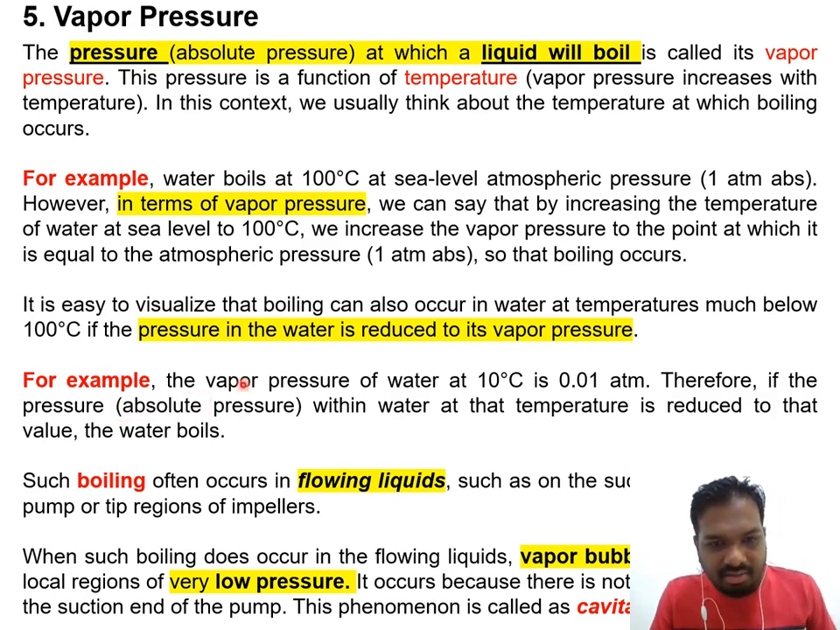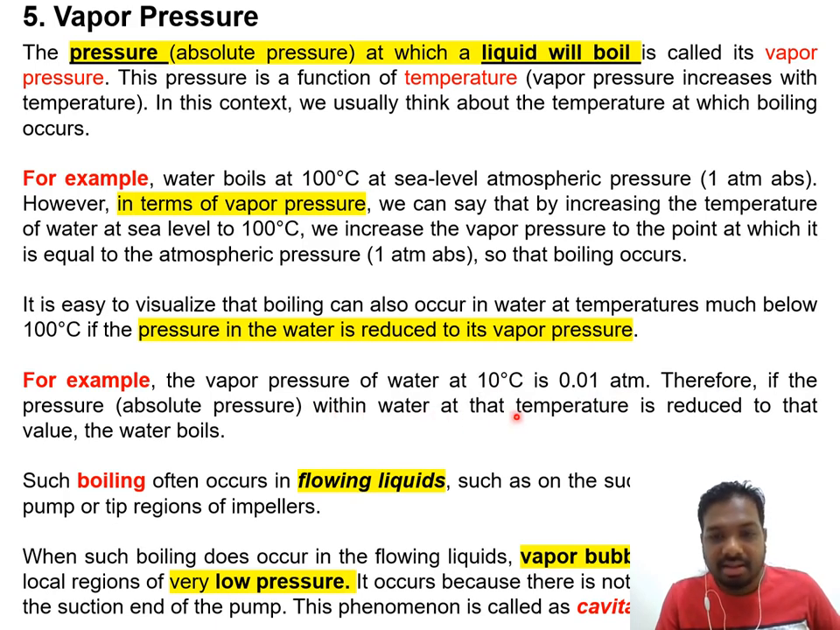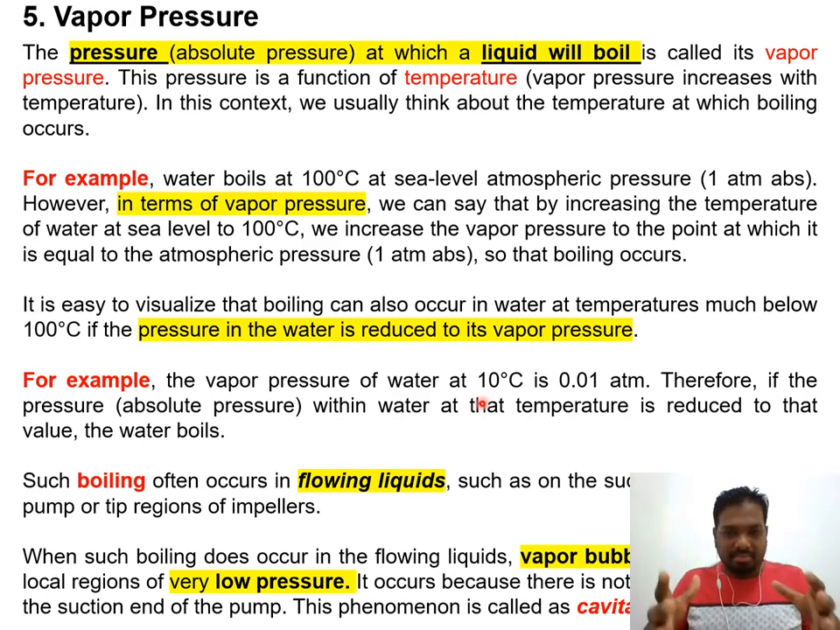For example, the vapor pressure of water at 10 degrees Celsius is 0.01 atm. They gave an example: let's say the vapor pressure of water at 10 degrees Celsius is 0.01 atm. Therefore, if the absolute pressure within the water at that temperature is reduced to that value, the water boils. Meaning even at 10 degrees Celsius, the water can boil. So the condition is you need to reduce the temperature or the pressure of the container. So let's say you're heating up something.